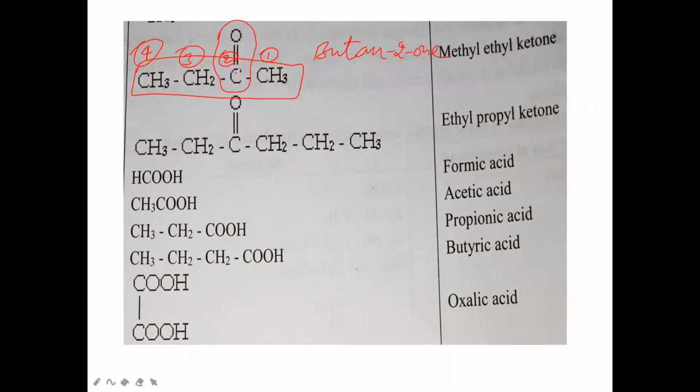So circle the C double bond O first. After circling the C double bond O, on the left side, what is there? An ethyl group is there, on the left hand side of C double bond O. And on the right hand side, what is there? CH3 is there. The CH3 group is called methyl, and the C2H5 group is called ethyl. So an ethyl group is on the left side and a methyl group on the right side of the C double bond O.